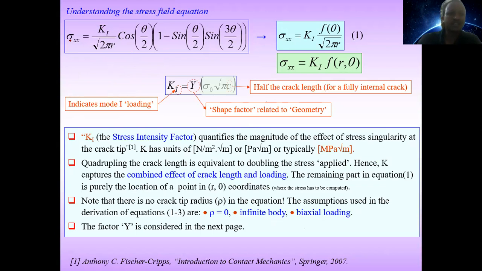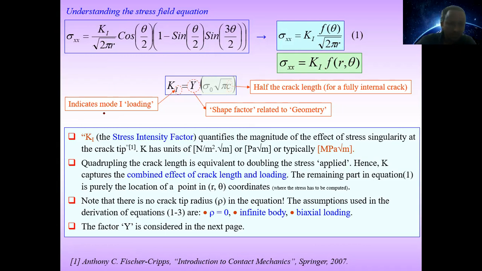So this sigma xx, the stress field equation, sigma xx is K1 over root 2 pi r, cos theta over 2, 1 minus sine theta over 2 sine 3 theta over 2, which implies sigma xx is equal to K1, taking this quantity as a function of theta, f of theta over radical of 2 pi r. Again, this is also a function of r. So we can put it as f of r theta. Okay, so sigma xx is equal to K1 f of r theta in terms of function.